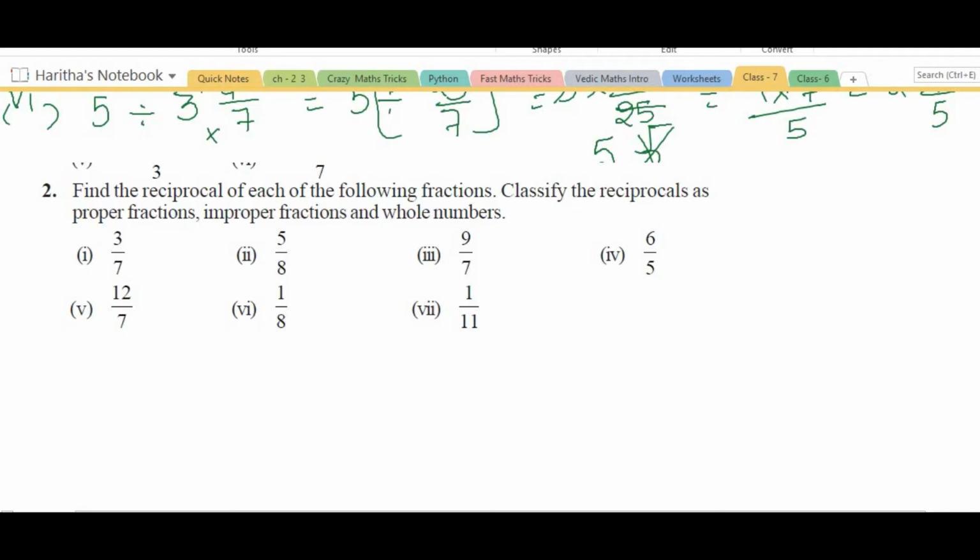So what is the question given to us? Find the reciprocal of each of the following fractions. Classify the reciprocals as proper, improper and whole numbers. So we first find the reciprocals, and then we have to find out whether it is a proper fraction, meaning the numerator is smaller than the denominator, or an improper fraction, if the numerator is greater than or equal to the denominator, or a whole number. So we have to check all these things now.